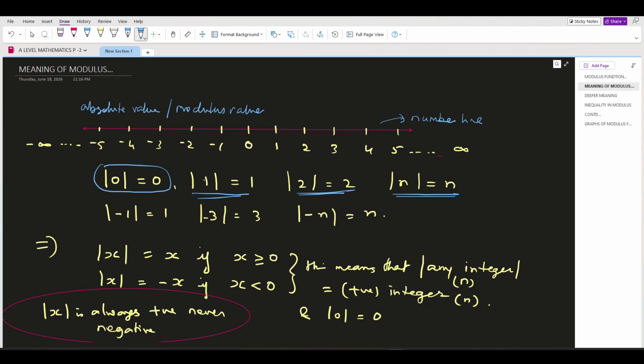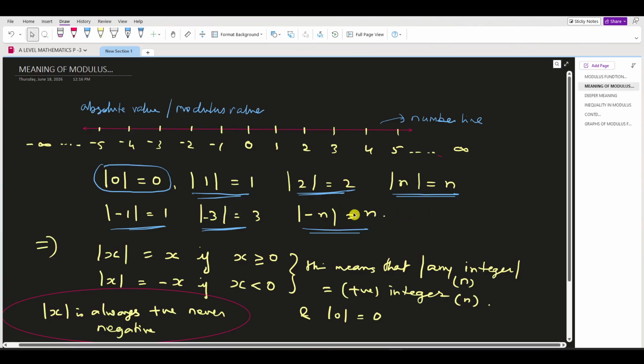Now you can see that between these parallel lines, I have put integers like 1, 2, and in general n. Now modulus of -1 is also equal to 1. Modulus of -3 is equal to 3, and modulus of -n will be equal to n. These are some of the absolute values of certain numbers that I have given you, and it is a fact. Now try to understand the meaning of this.